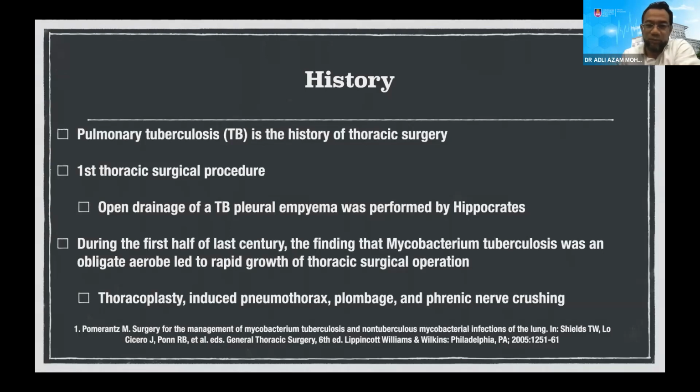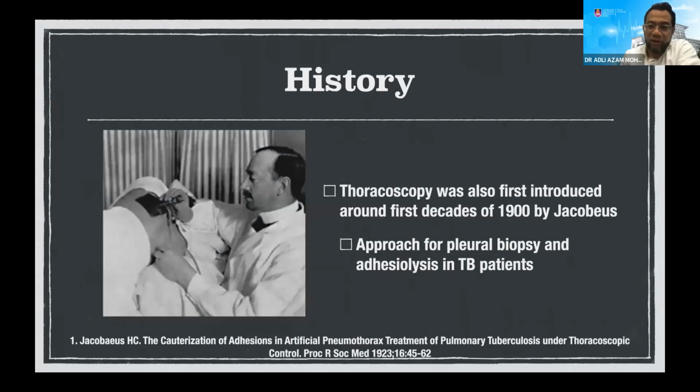The first thoracic surgical procedure, open drainage of TB pleural empyema, was performed by Hippocrates. During the first half of last century, the finding that Mycobacterium tuberculosis was an obligate aerobe led to rapid growth of thoracic surgical operations. There were thoracoplasty, induced pneumothorax, plombage, and phrenic nerve crushing, part of the so-called history of thoracic surgery in pulmonary tuberculosis. It's not to be forgotten to mention Professor Jacobaeus, back in 1900, who performed thoracoscopy as an approach for pleural biopsy and electrolysis in TB patients.